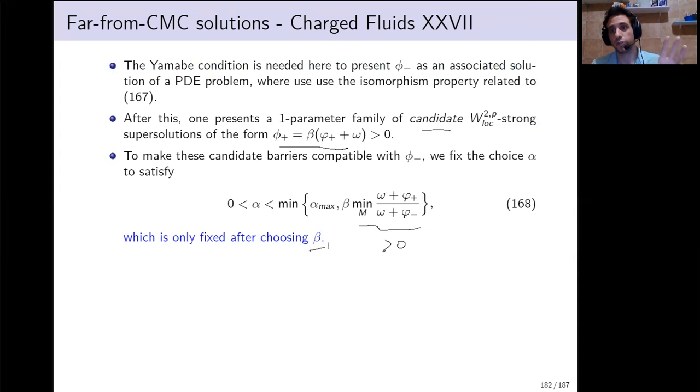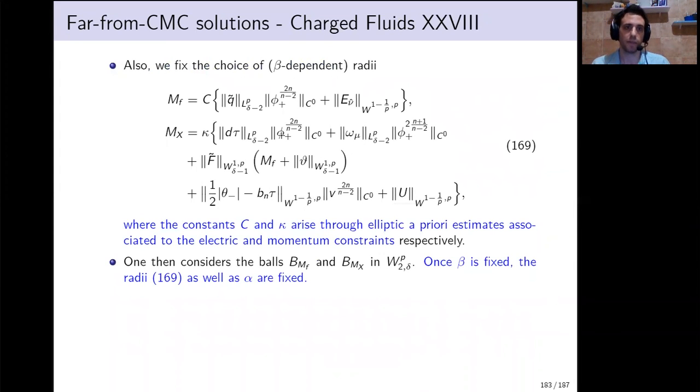We still have to choose beta so as to make our candidate super solution an actual super solution. And also we have to fix the radii where these super solutions are going to work. And this is our choice of radii, which are going to be beta dependent because they involve the super solution, which involves beta. And they are clearly arising through elliptic estimates. In particular, these constants C and kappa are constants that arise through a priori elliptic estimates associated with the electric and momentum constraints. And since we are using the super solution in this construction, this is going to be key in order to guarantee the invariance property.